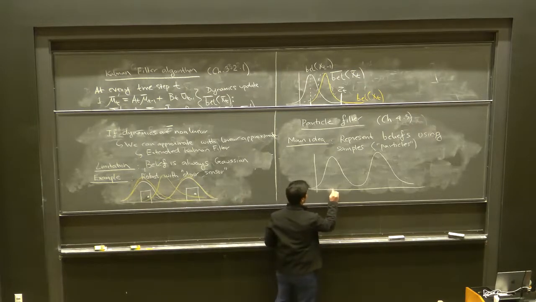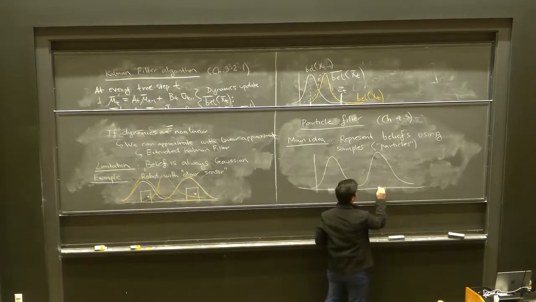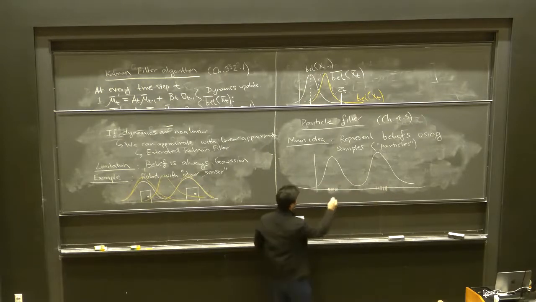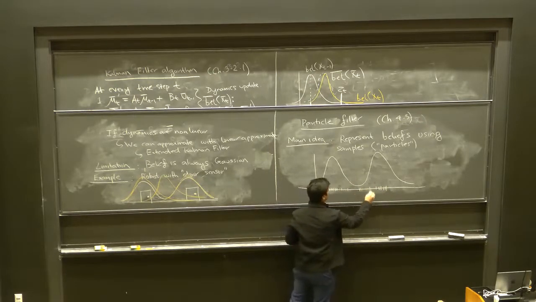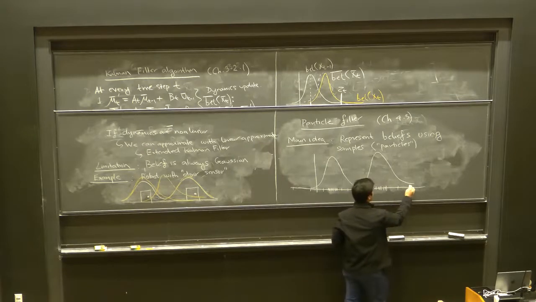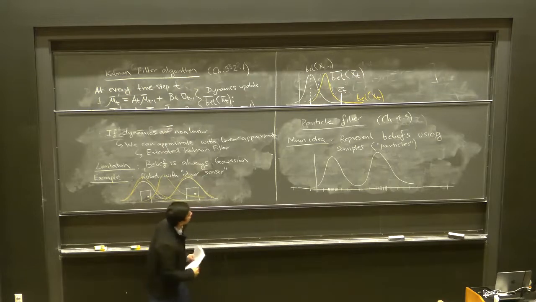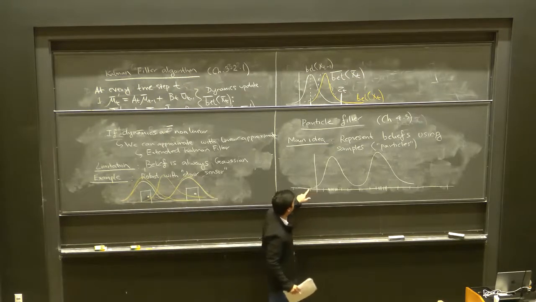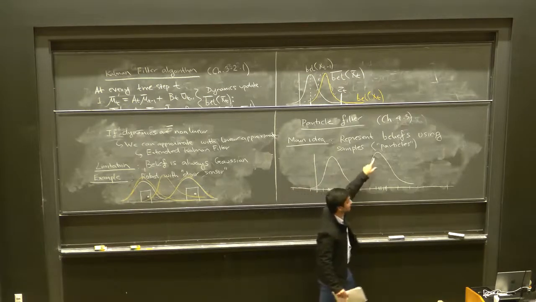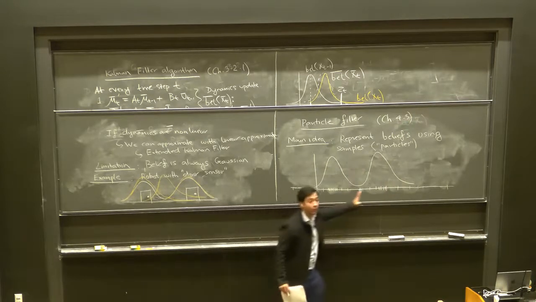So maybe something that has a lot of density over here. So a lot of particles, a lot of samples over here, and then you kind of thin out. So the number of particles you have elsewhere is very small. So with the particle filter, I'll describe the steps in a bit, but we're never going to represent this exact probability density function, this probability distribution. We're always going to be working with samples.